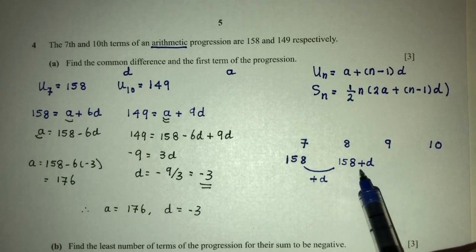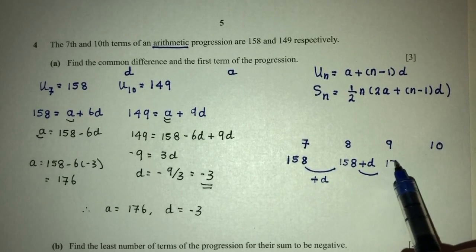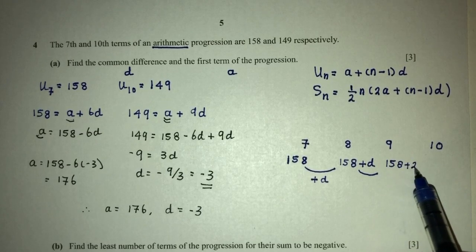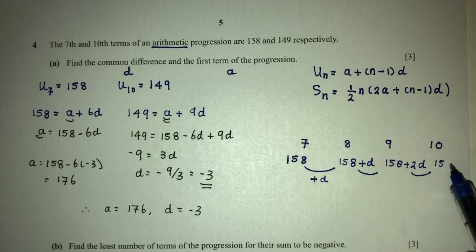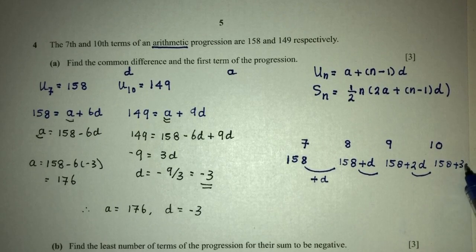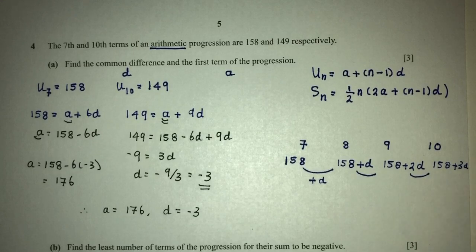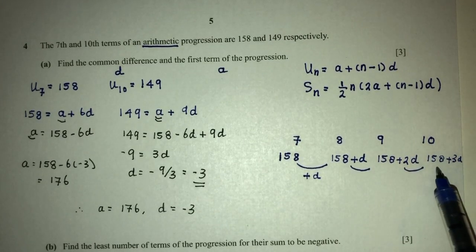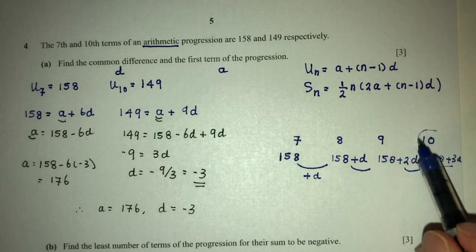Now this one will be plus d again, that will be 158 plus 2d. And this one will be plus d again, 158 plus 3d. That's the thinking behind it. Now we have realized that here, the 10th term is given to you by what?